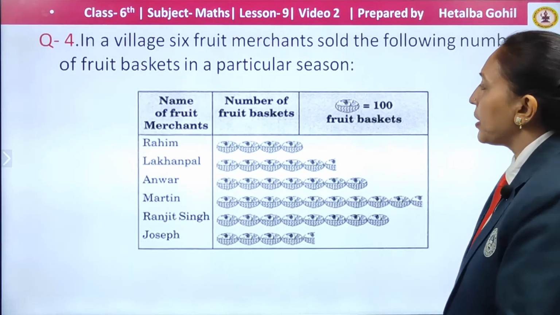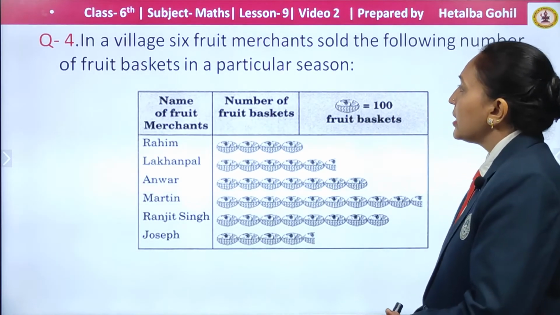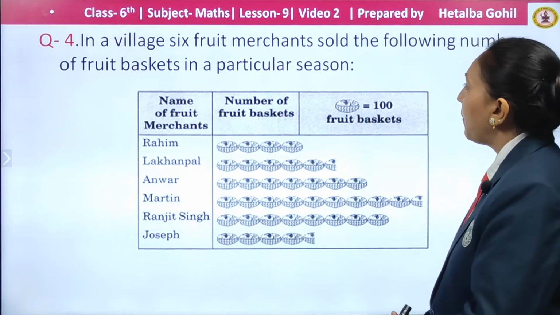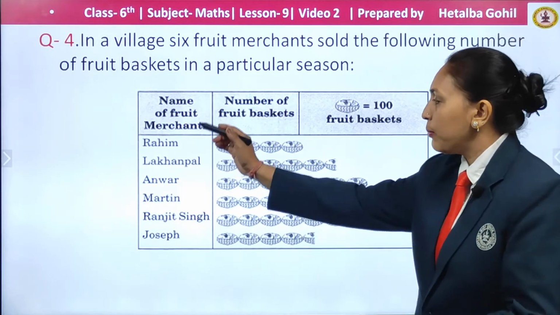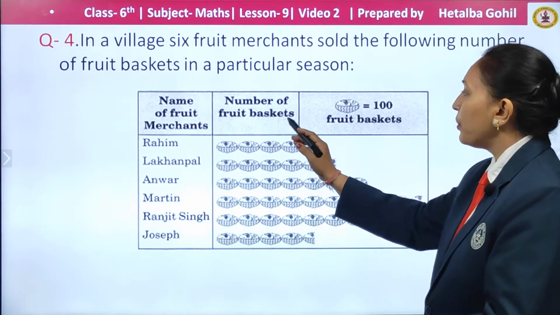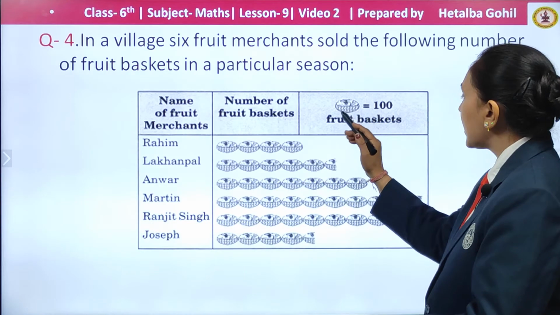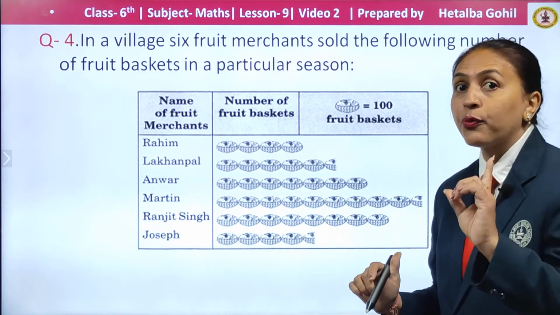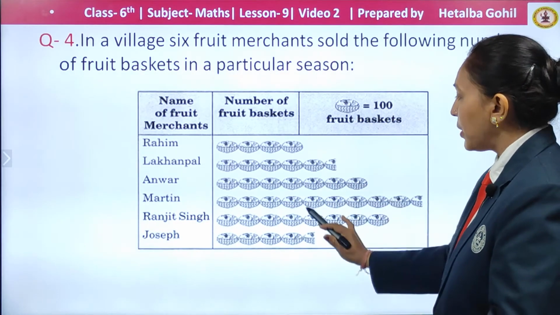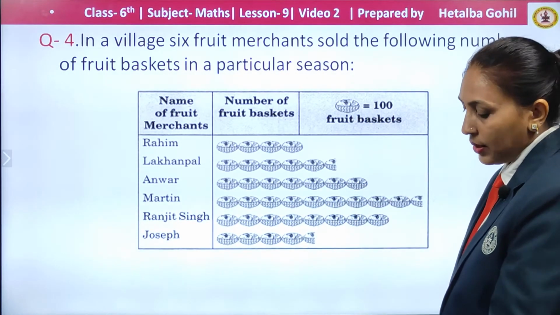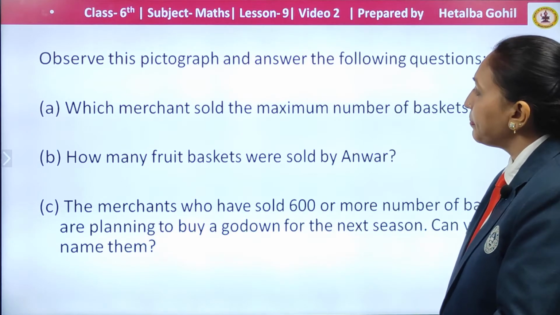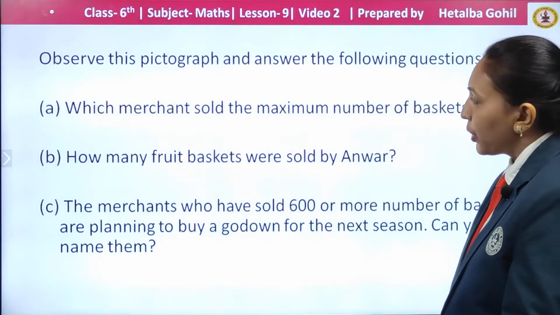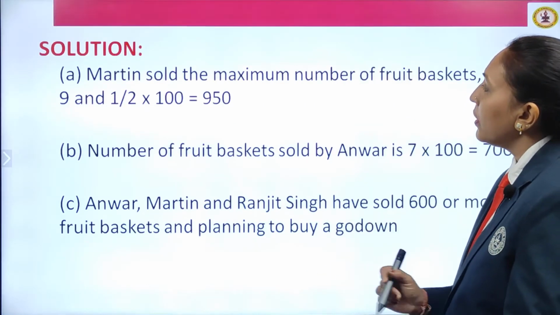Now let us go to question number 4. In a village, 6 fruit merchants sold the following number of fruit baskets in a particular season. So these are the names of the merchants and the number of fruit baskets, and this one basket picture represents 100 fruit baskets. So one picture shows 100 fruit baskets, right. So this is the pictograph representing it. Now let us see what we have to answer here. Observe this pictograph and answer the following questions.